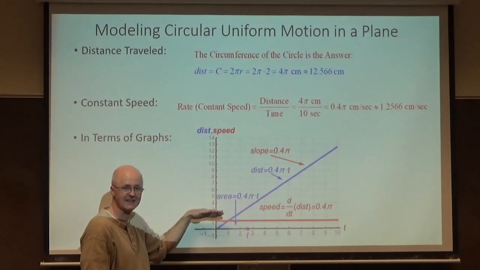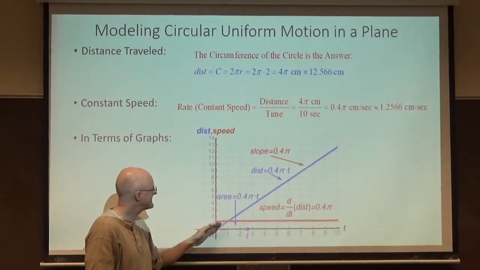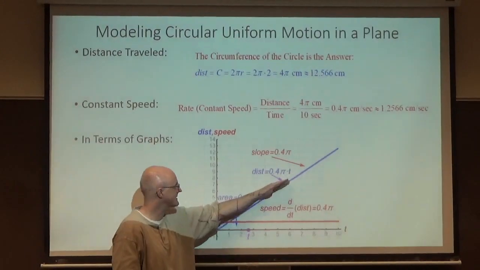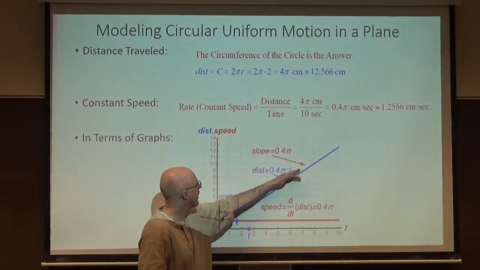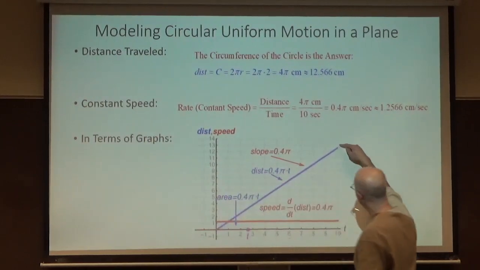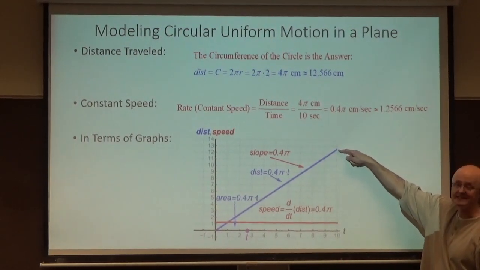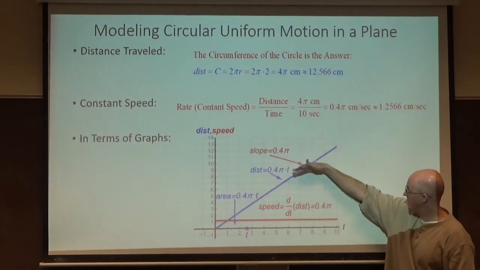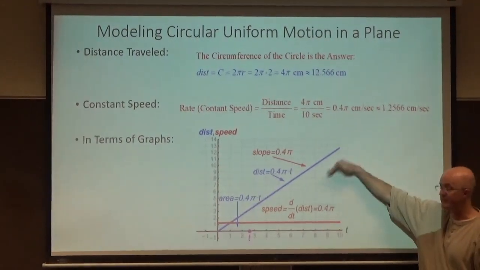This red line is a little lower than the one in the other slide. Instead of constant slope of 1.3 like we had in the other slide, this constant slope is 0.4 pi, 1.2566. Notice it does not make it up to 13 like the last one did. If it was 10, it makes it a little lower, 12.566. Once again, the slope of the blue graph, the derivative of the blue graph, is the red graph. The speed is the derivative of the distance traveled.